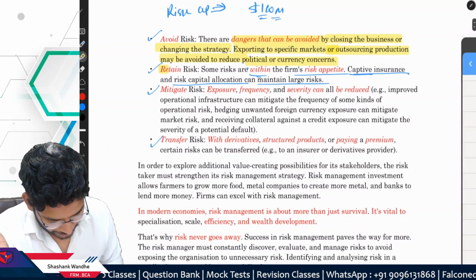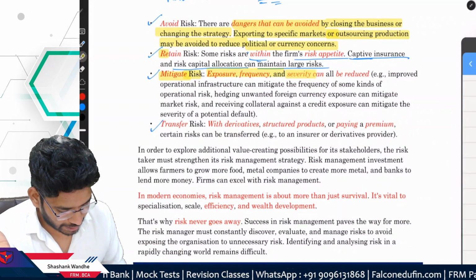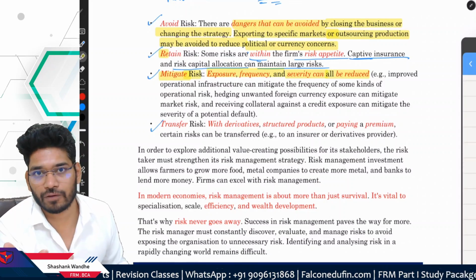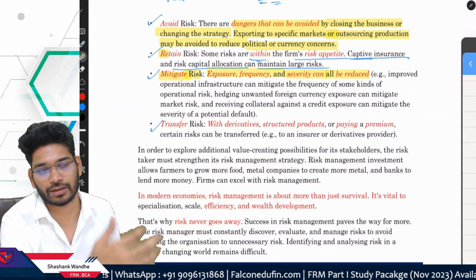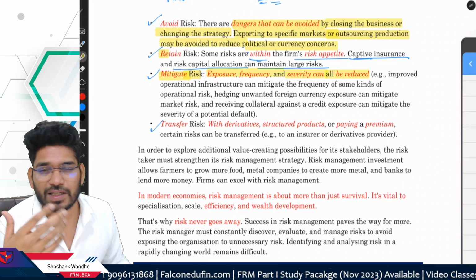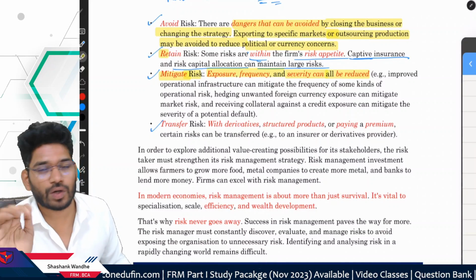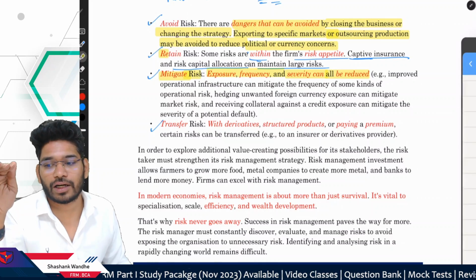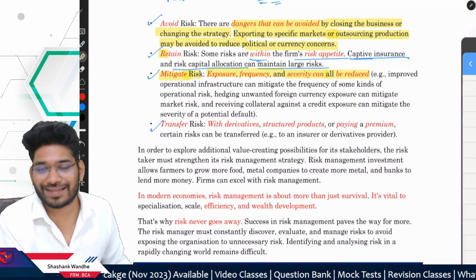Then we have mitigate risk. Mitigating risk means simply that the exposure, frequency and severity can be reduced. So, say as a bank, we want to enter into the derivatives business, which is a very risky business. Losses might be substantial, but we don't want to take that much loss. Still, we want to stay in that business. So we can mitigate it by reducing exposure or entering into derivatives which have less risk, like that.